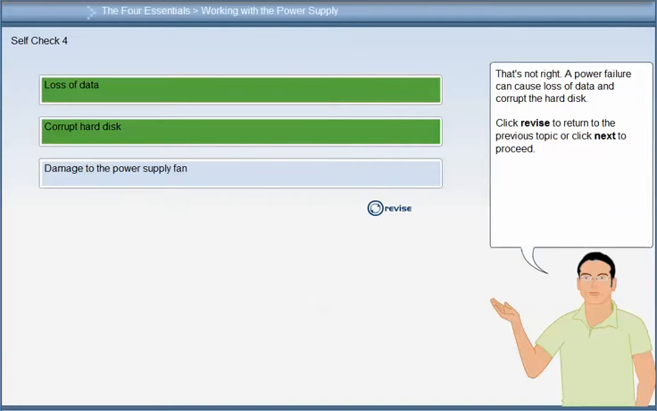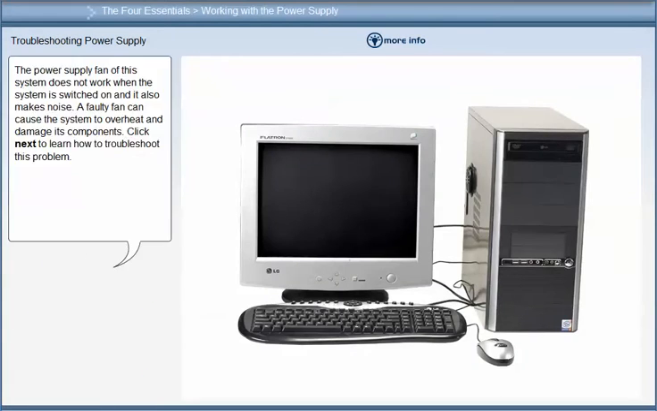Click Revise to return. The power supply fan of this system does not work when the system is switched on, and it also makes noise. A faulty fan can cause the system to overheat and damage its components. Click Next to learn how to troubleshoot this problem.